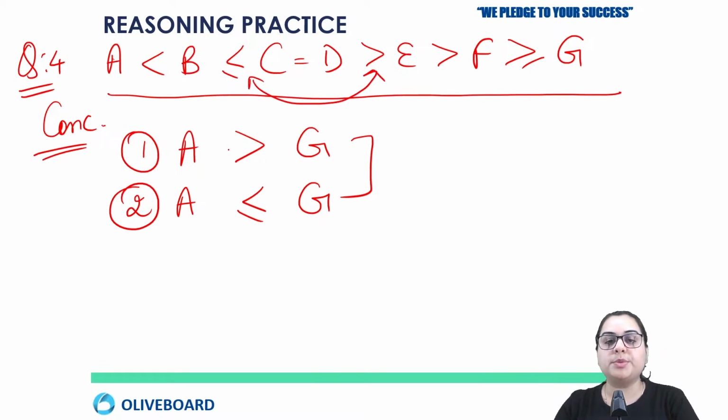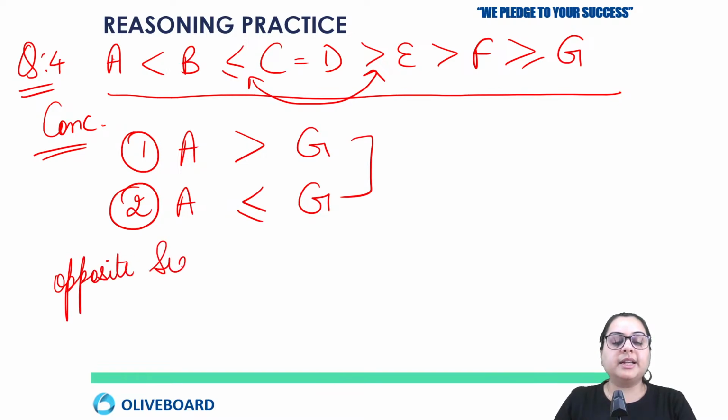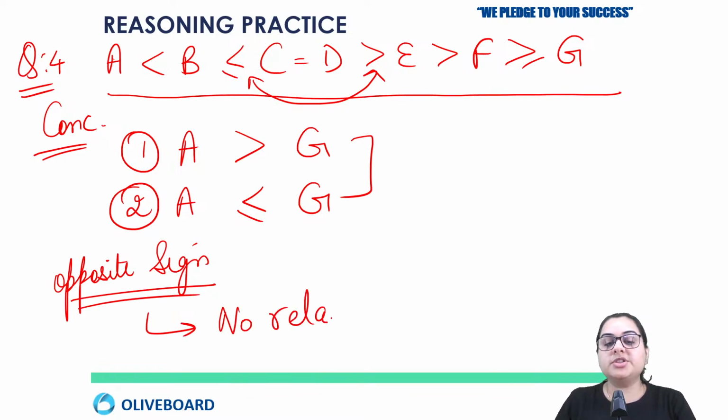These two happen to be positive. So between B and D, between A and F, or between A and G, it will be a relation of opposite sign. Opposite sign suggests that there will be three possibilities. This means that if there is a rule of opposite sign, there is no relation between them. And no relation does not mean that we are going to take the conclusion as wrong.